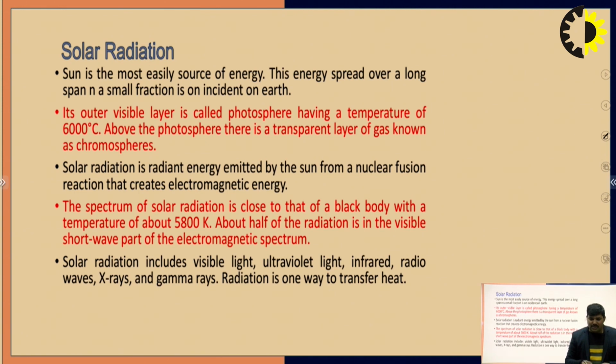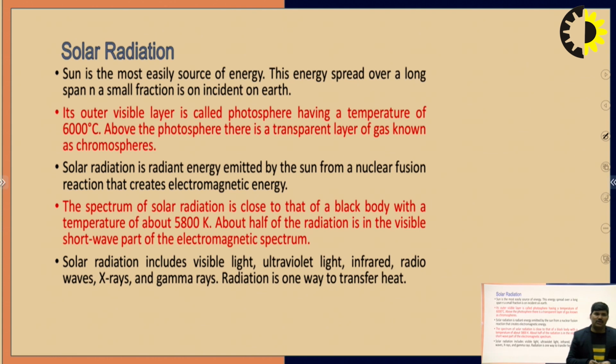Solar radiation: the sun is the most easily available source of energy, and this energy is spread over a long span, with only a small fraction reaching the earth. Its outer visible layer is called the photosphere, having a temperature of 6000 degrees centigrade, and above the photosphere there is a transparent layer of gas known as the chromosphere.